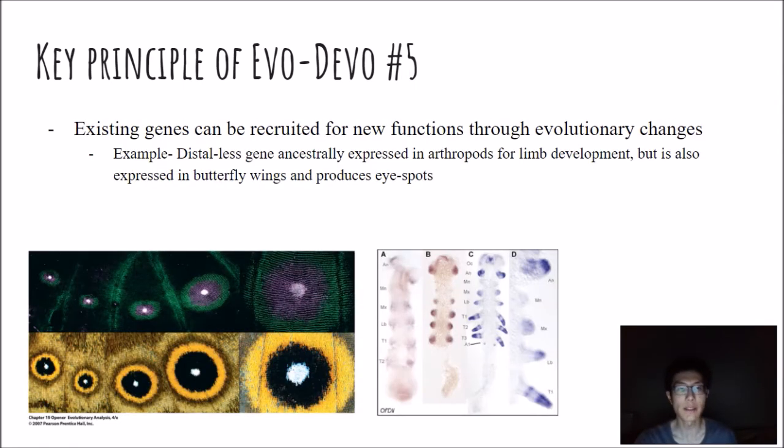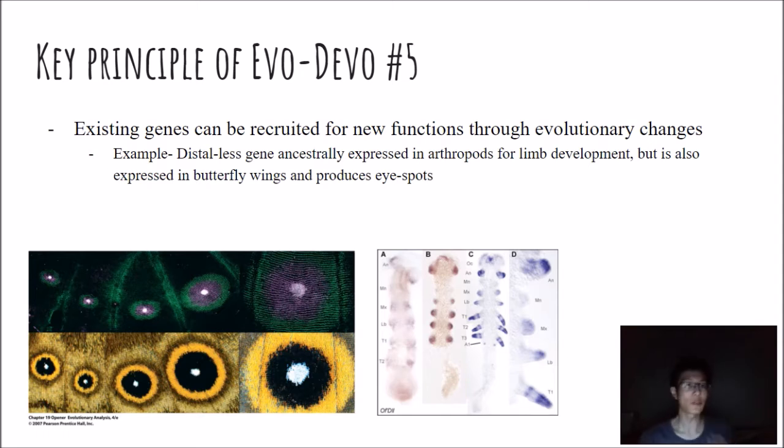And then we can move on to number 5 then, where we can look at how existing genes that are already present, so think about like tinkering again, can be recruited for novel functions through certain evolutionary processes. So one example is the distalis gene, which normally is expressed in arthropods for limb development, but this distalis gene can also be co-opted for other uses. For example, in butterfly wings, it's been co-opted to produce eye spots.